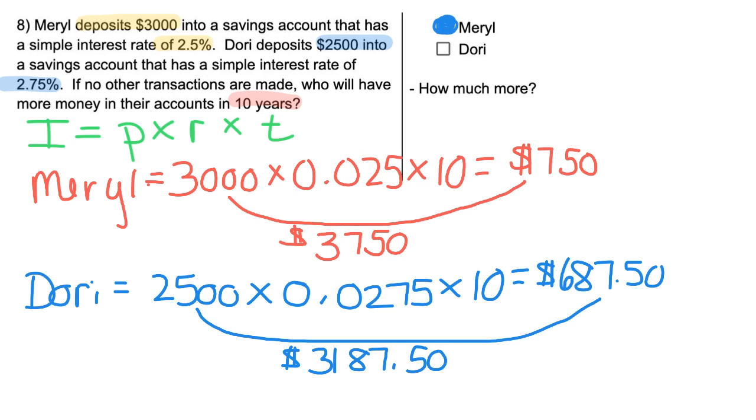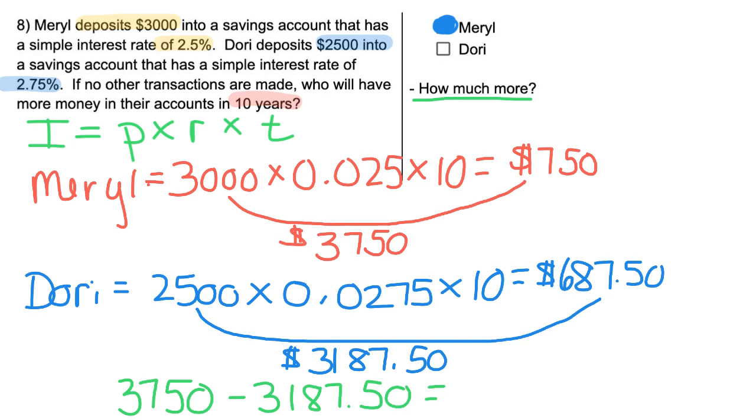So yippee. There's Meryl. But there's a second part to this. How much more? Well, that's easy. Take Meryl's money minus Dory's money, and it will be $562.50 more for Meryl. All right, again, if you got that right, you should give yourself a star. If you did not get it right, great notes.